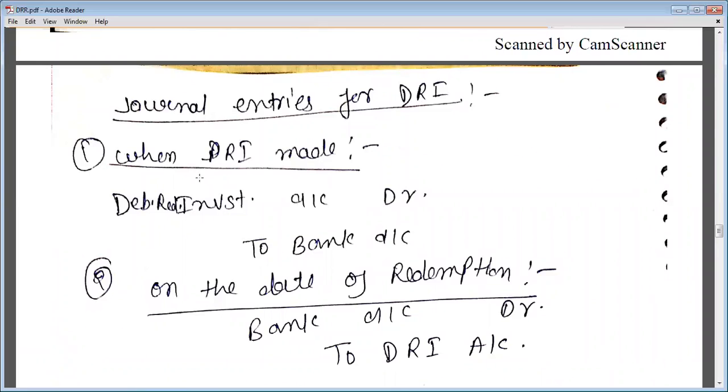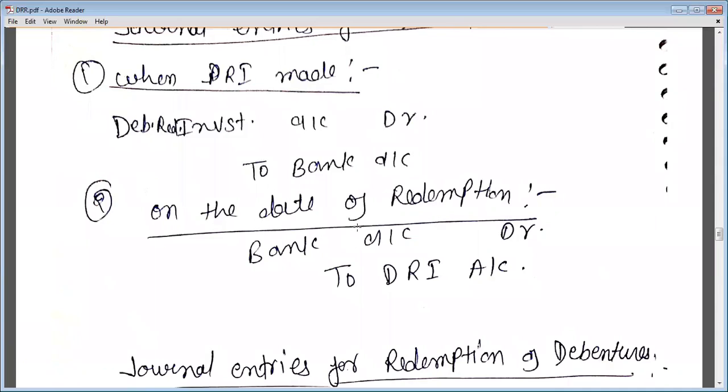Journal entries for DRI. When DRI is made, debenture redemption investment to bank, and on the date of redemption, you will sell these investments. Then what entry will be passed? Bank account debit to DRI. On the date of redemption, you will sell these investments and will receive the amount for redemption. So when you receive the amount, the bank will be the receiver. That's why bank account debit, and the investment is sold. That's why we credited the debenture redemption investment. Okay.